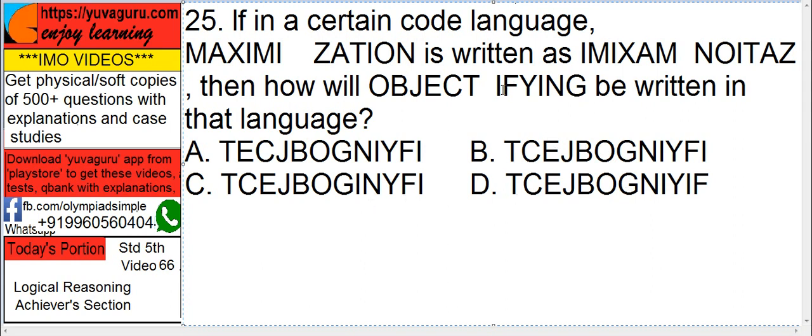Now only the last one. GNI YFI. GNI GIN. Not this one. C is out. GNI YIF. So D is out. Only B remains because it is the correct one.